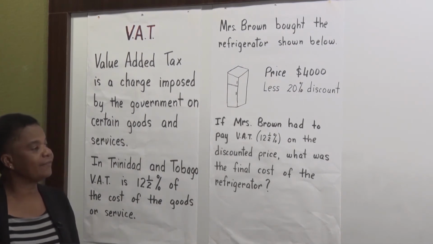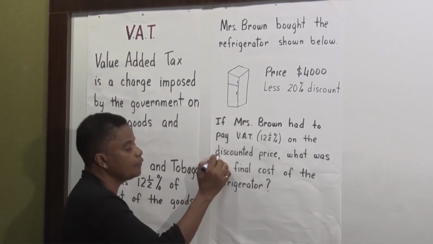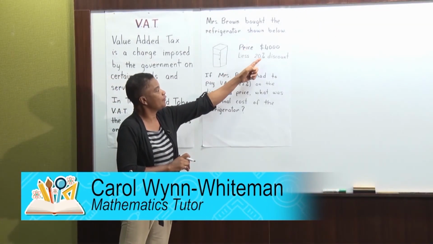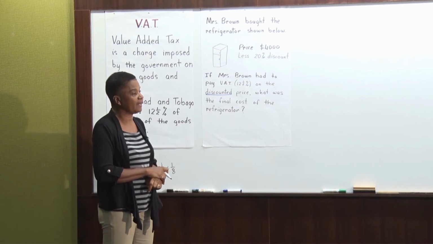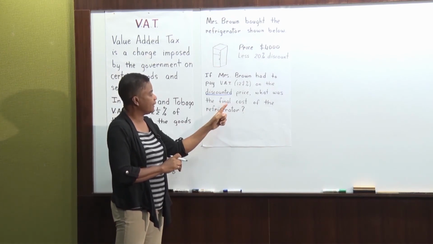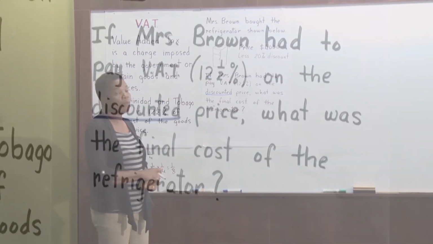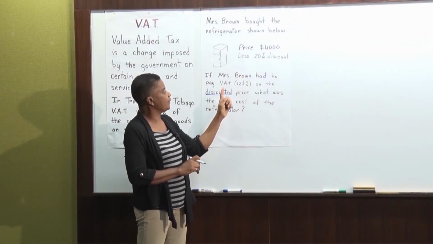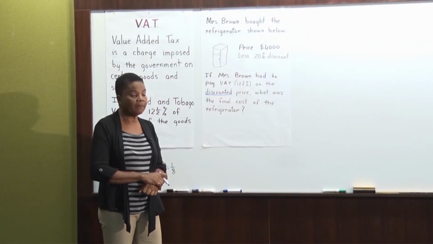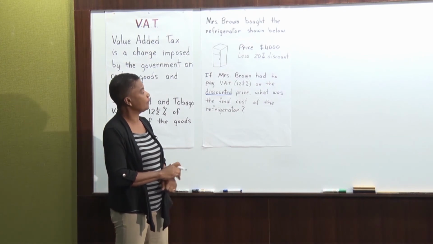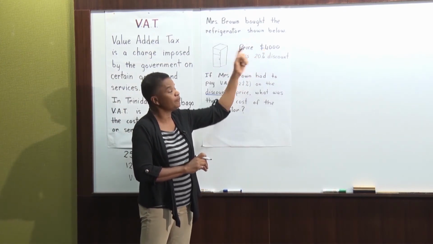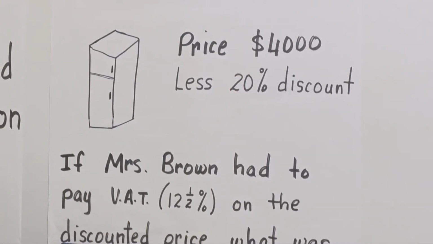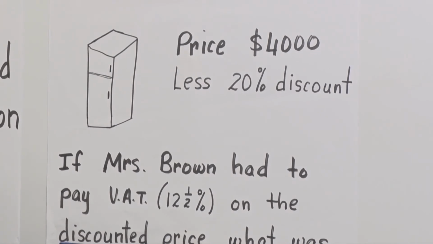If Mrs. Brown had to pay VAT on the discounted price, what is the discounted price? That is the price after she gets a discount of 20%. We want to find the final cost of the refrigerator. So what do you think is the first thing we need to do? The first thing we need to do is to find the discounted price. Do you remember how we do that? Of course. We must find 20% and subtract, or for some of you, if there's a 20% discount, then she will only be paying 80%. So we are going to do it both ways.